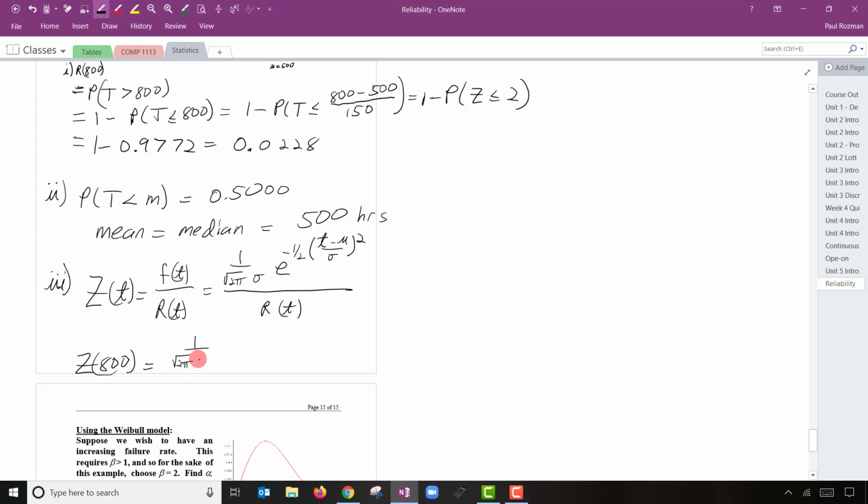1 over the square root of 2 pi times 150 for the standard deviation, e to the minus 1/2, 800 minus mu, which was 500, over sigma, which is 150. I think that quantity is squared. And then divide all that by 0.0228, the R of t. Luckily, I already calculated that. It's 0.01579 failures per hour.